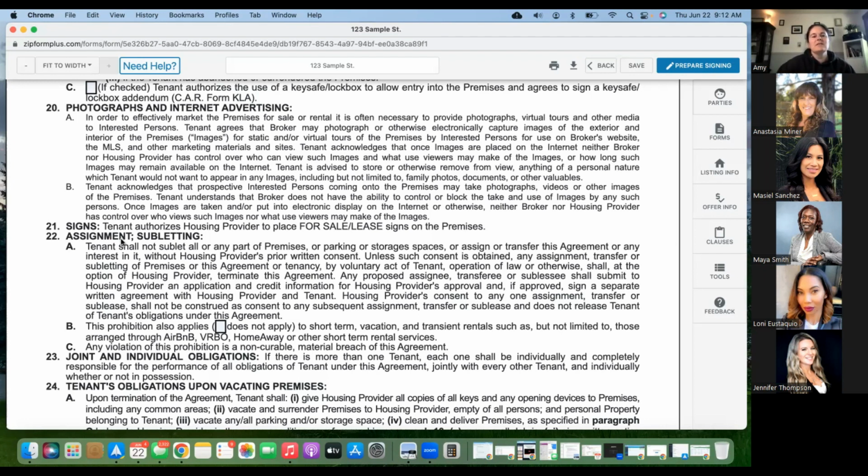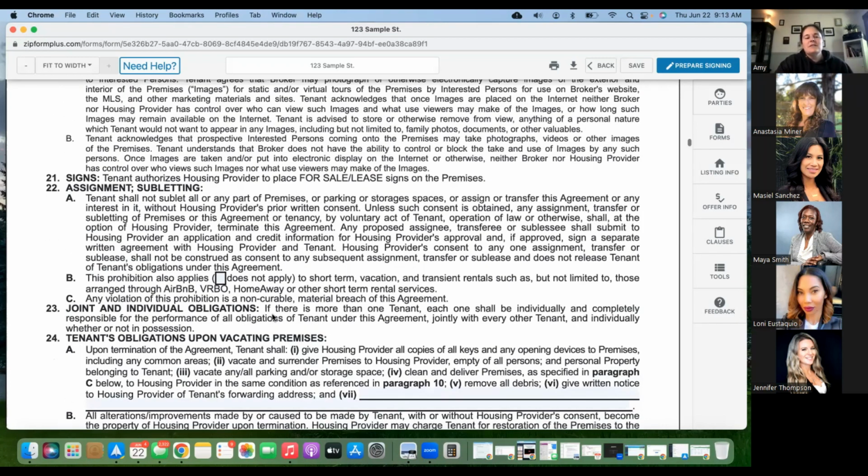Any assignment, transfer, or subletting of premise or this agreement or tenancy by voluntary act of the tenant, operation of law or otherwise, shall, at the option of the housing provider, terminate this agreement. Any proposed assignee, transferee, or sublessee shall submit to housing provider an application and credit information for housing provider's approval, and if approved, sign a separate written agreement with housing provider and tenant. Housing provider's consent to any one assignment, transfer, or sublease shall not be construed as consent to any subsequent assignment, transfer, or sublease, and does not release the tenant from the tenant's obligations under this agreement.